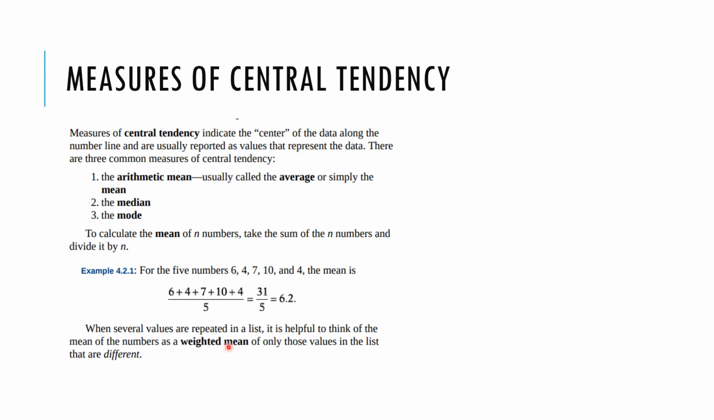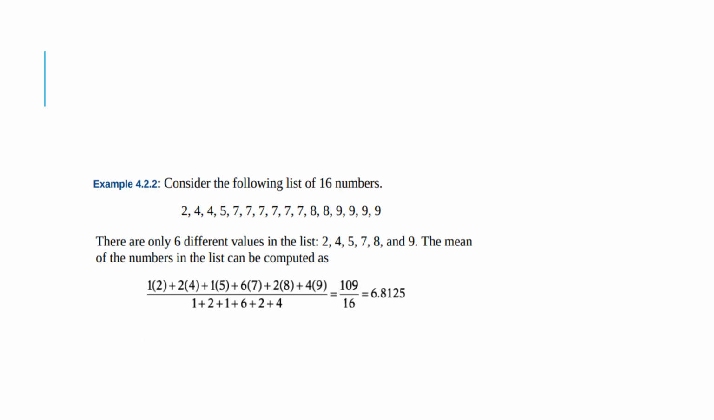When several values are repeated in a list, it is helpful to think of the mean of the numbers as a weighted mean of only those values in the list that are different. Consider the following list of 16 numbers: 2, 4, 4, 5, 7, 7, 7, 7, 7, 7, 8, 8, 9, 9, 9, 9. There are only 6 different values in the list: 2, 4, 5, 7, 8 and 9.